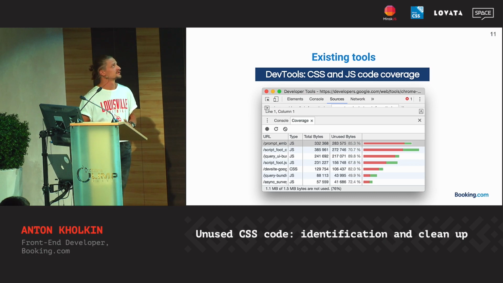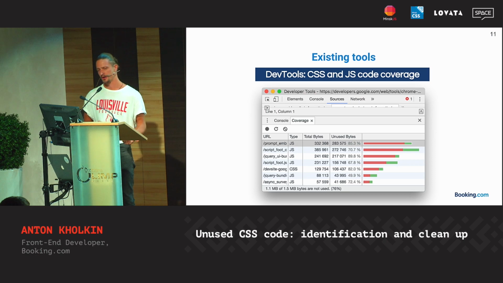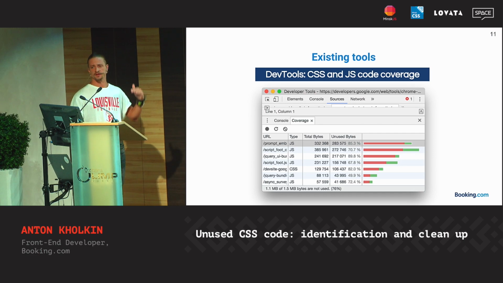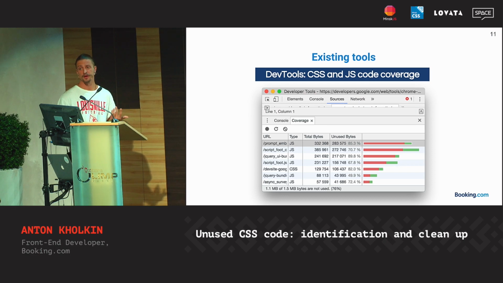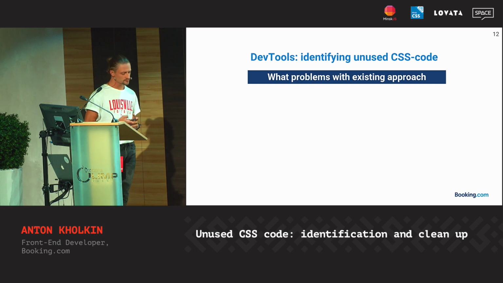Google Chrome DevTools started to offer CSS and JS code coverage, where you can actually browse the page, open the tool, and see the rate of unused code for your CSS and JS assets. You can even interact with the page, and these numbers will change as new elements appear. And you can go into each of these files to see which rules are actually used or not. So it looks pretty good. But what problems did we experience with that? Why didn't we go with this solution?